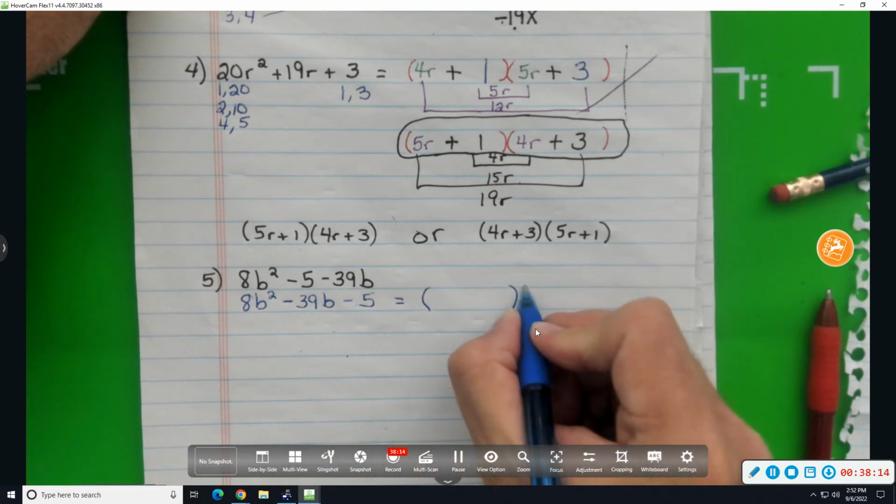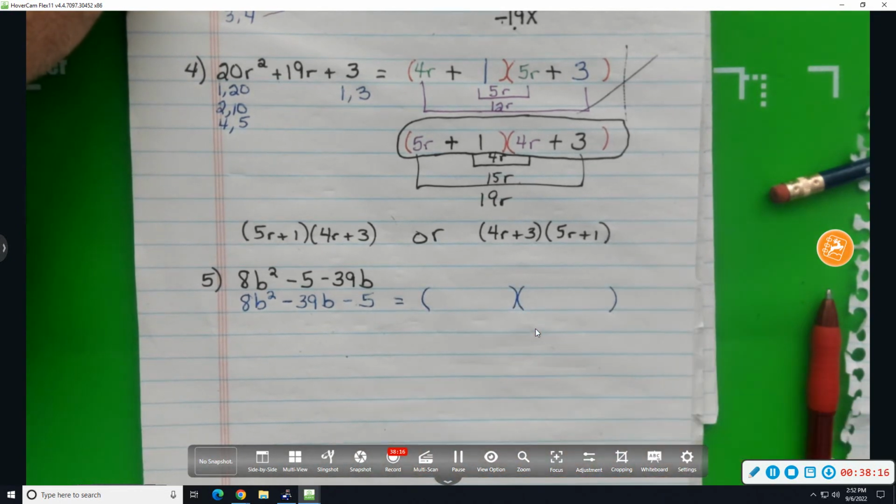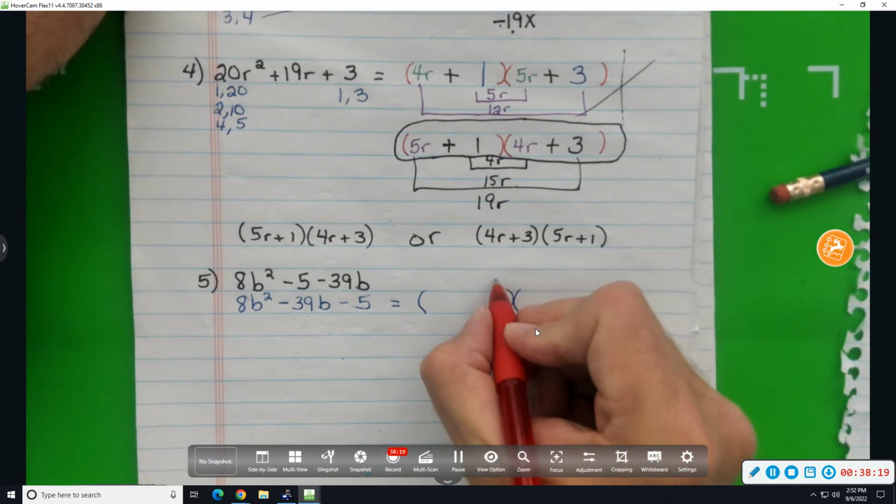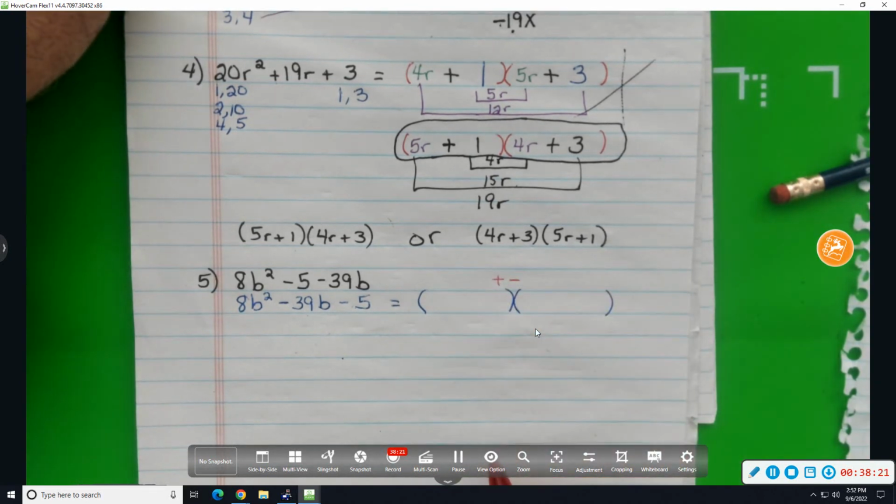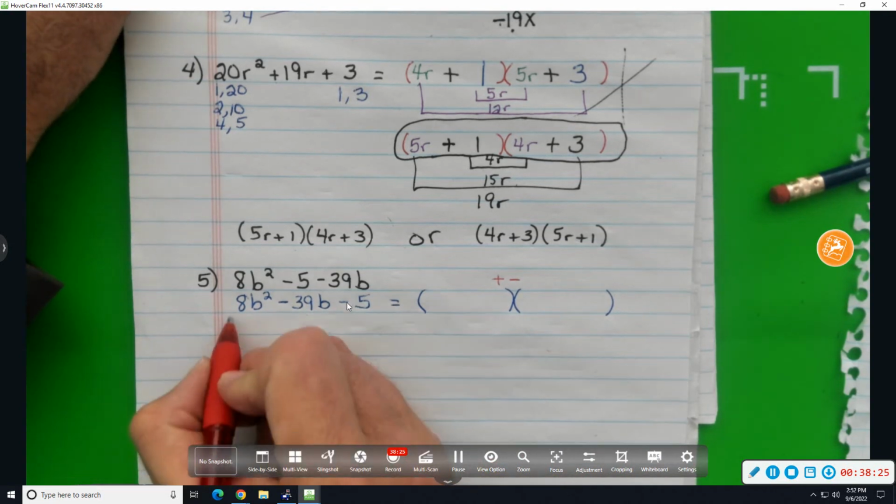Oh gosh, the second sign is what? Negative, so that means 1 plus and 1 minus. We can't fill it in yet. I sure like it when the second sign is a plus.